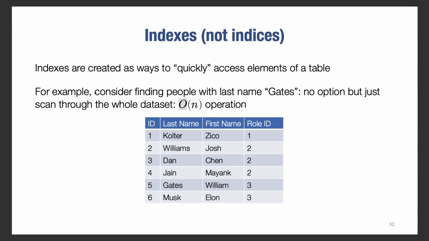So that's how I can explain, or that's the prerequisite I can give you for what I'm about to explain. So when you're talking about indexes with respect to databases, you are looking at ways to quickly access the elements of a table. So now they say, consider finding people with the last name Gates.